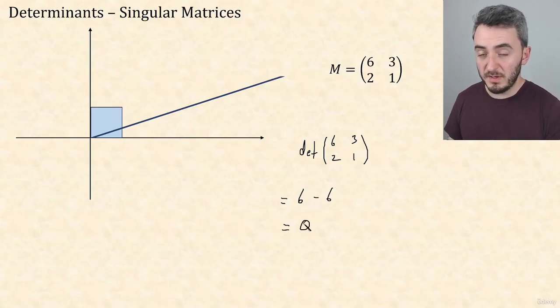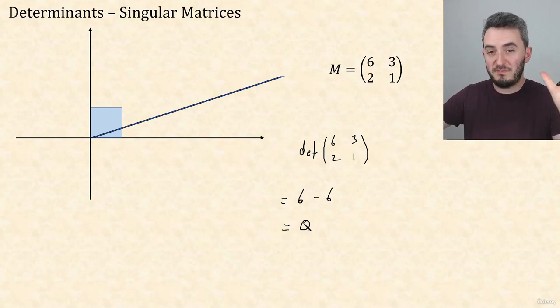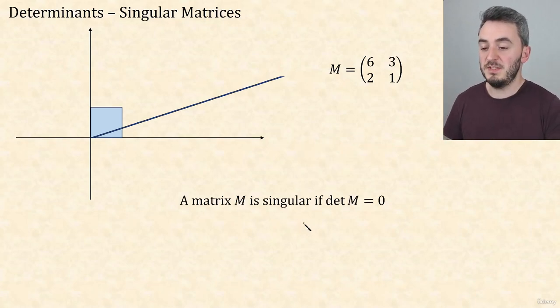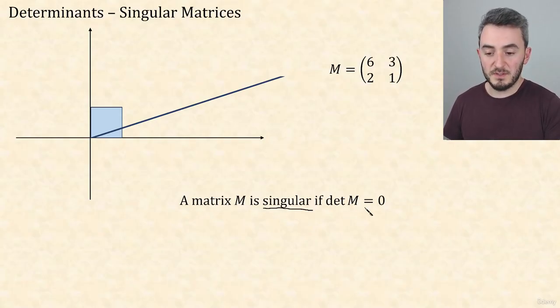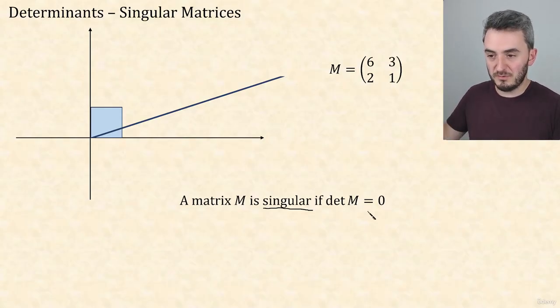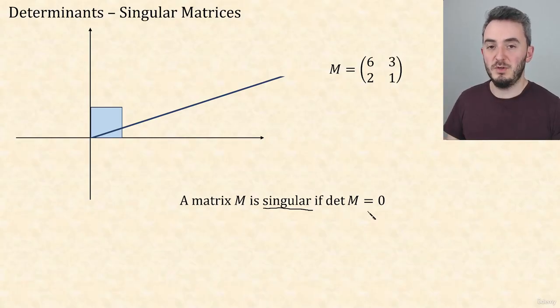So if the determinant is 0, it means your matrix squashed everything down onto a flat line. Matrices that do that are called singular. So matrix M is singular if the determinant is 0. They're quite special things, matrices with a 0 determinant, because they basically crush 2D space down to a one-dimensional line.